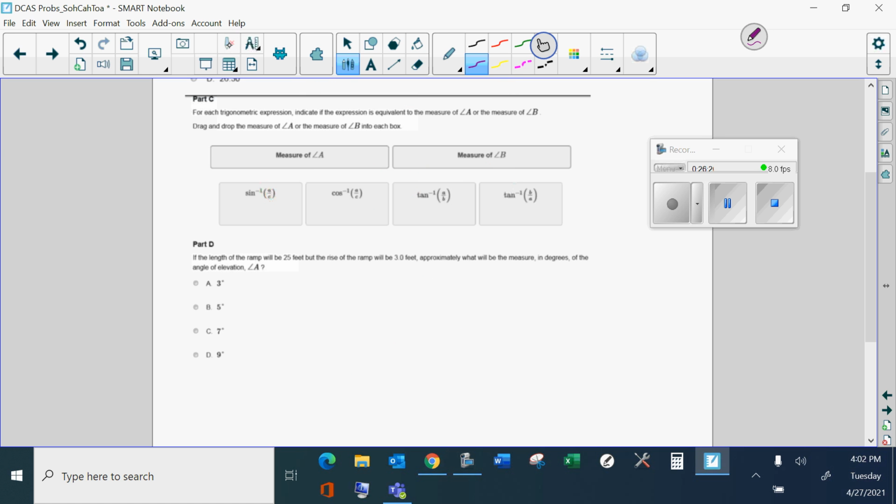Okay, part D. So if it's going to be 3 feet instead, approximately what will be the measure of the angle of elevation of angle A? Okay, there's my theta, angle of elevation. Okay, so what is that?